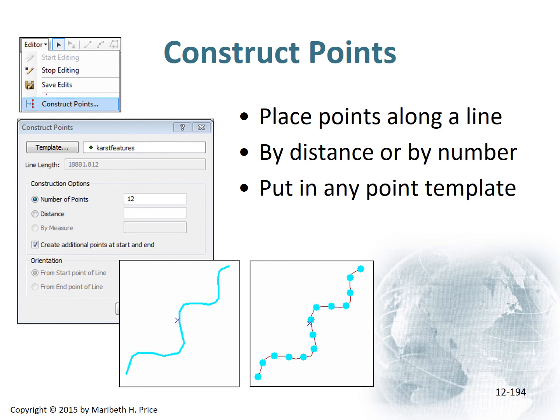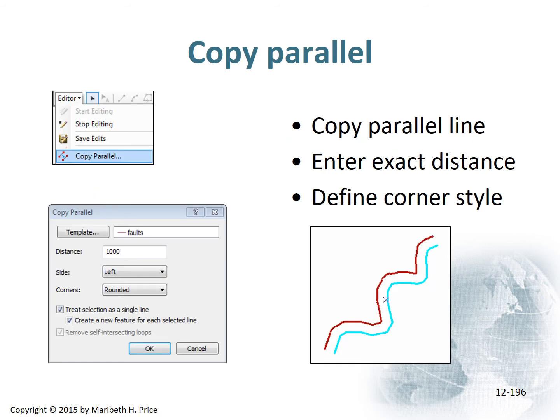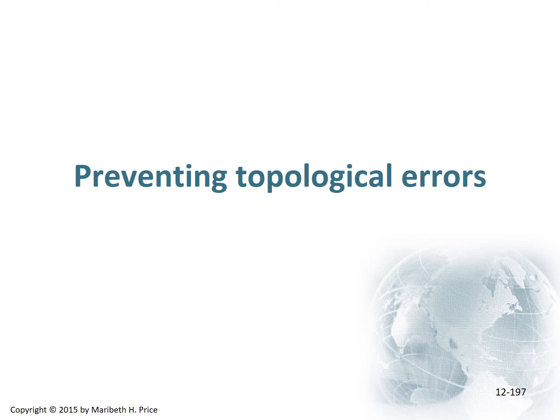Construct points. You can place them along a line by distance or by number, or just put them wherever you want. Moving exact distance, you can tell it that you need to move your feature so many degrees in X and so many degrees in Y, and it will do it. You can also copy the things in parallel.